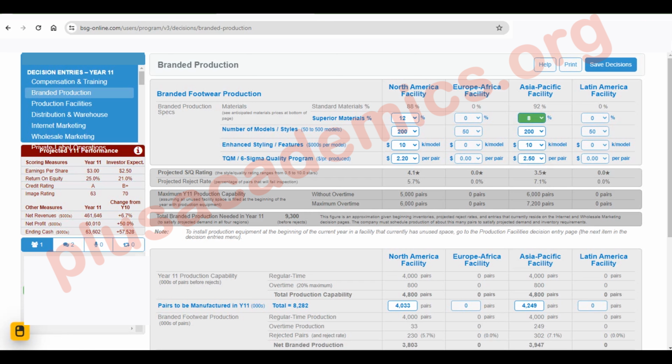Okay, so you can see currently we have met SQ rating of 4.1 in North America and 3.5 in Asia Pacific. So let us reduce further in North America to 6, that is superior material, so that we can have a SQ rating of 3.8 in North America and 3.5 in Asia Pacific. And remember, low-cost strategy that we are utilizing, we are not going to go with the forecast, rather we are going to go with a high number of models, and that's the reason why we are increasing the number of models to 500.